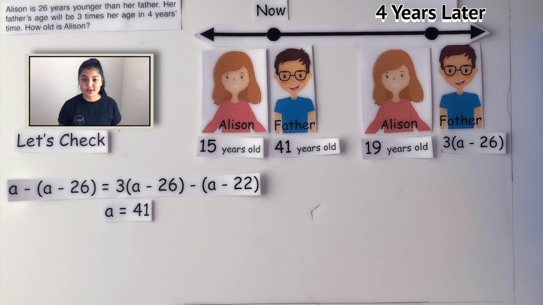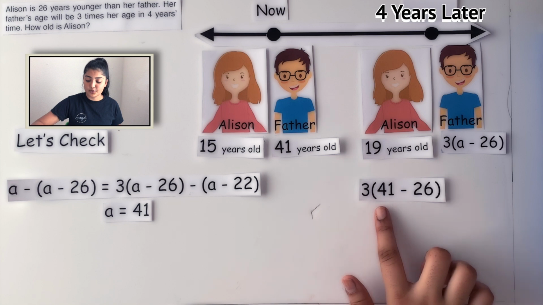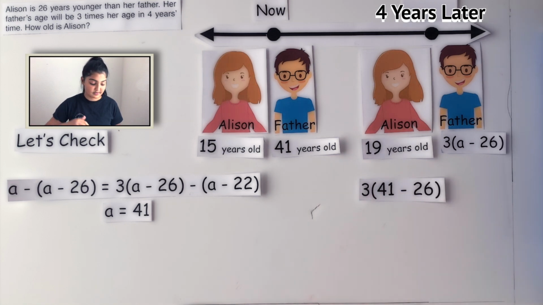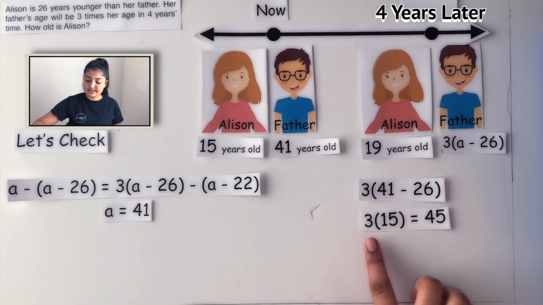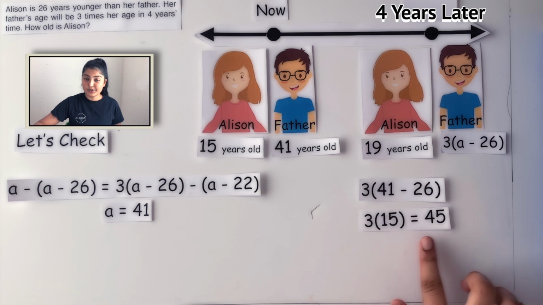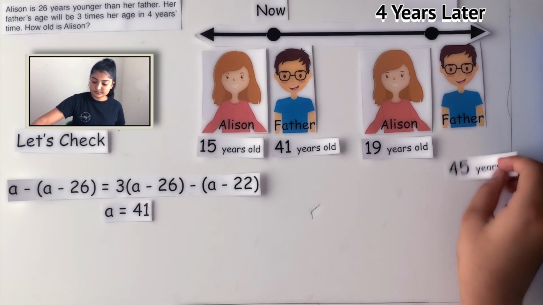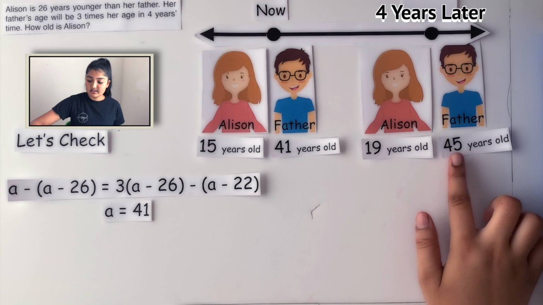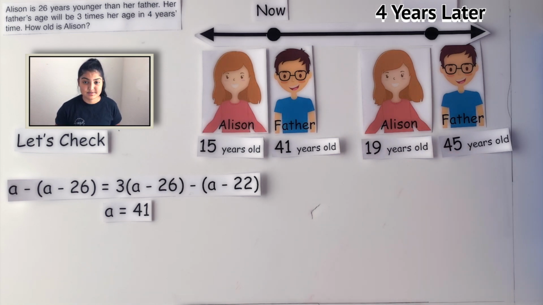But what about her father? Let's plug in the value for A. 3 times 41 minus 26, or 3 times 15, which is 45. So, her father is 45 years old in 4 years.